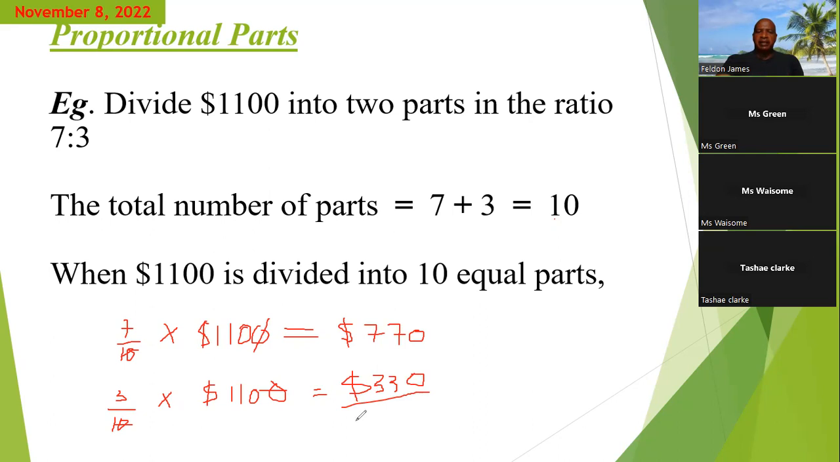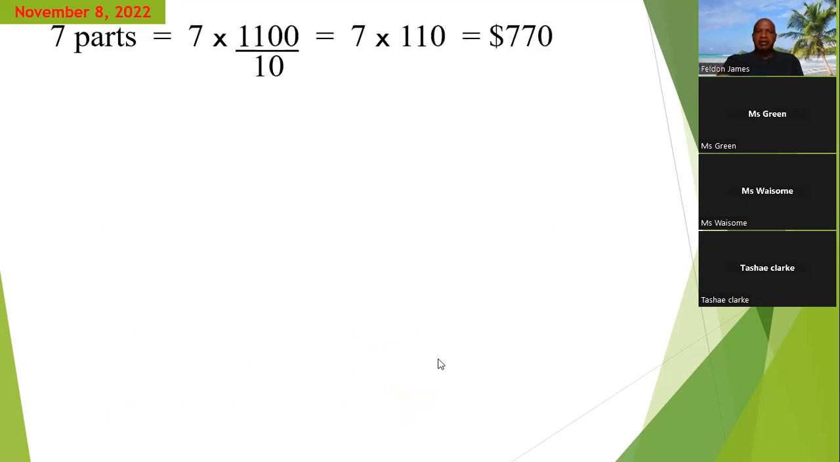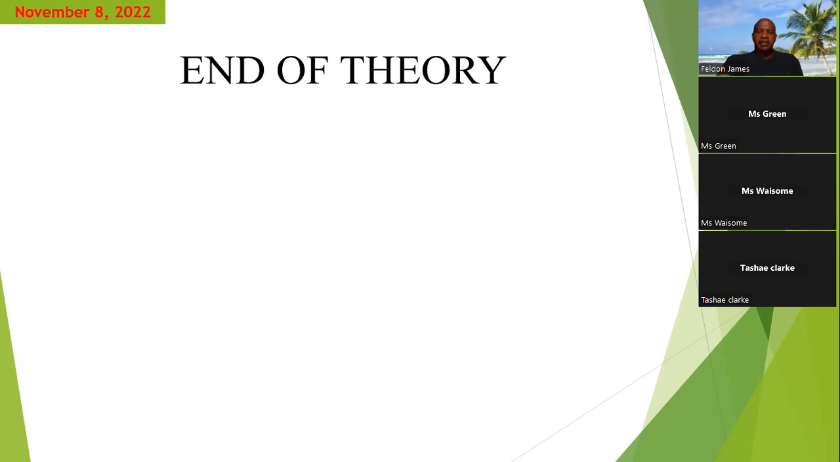And once you add them back, you should get back the 1,100. All right, so that's a way to check to see if your shares are correct. You add them to see if you get back what it is that you shared. All right, so with all that I've just gone through, guys, from last class, that would have covered all the areas that we're looking at in the ratio.